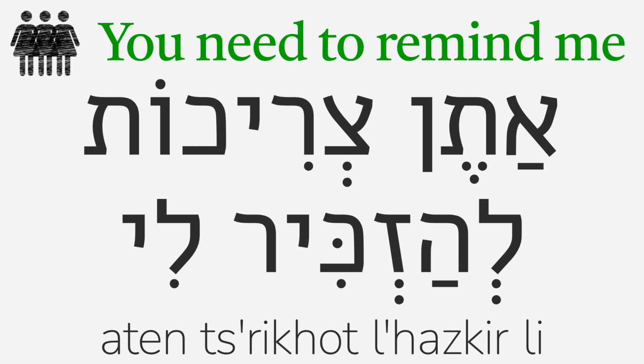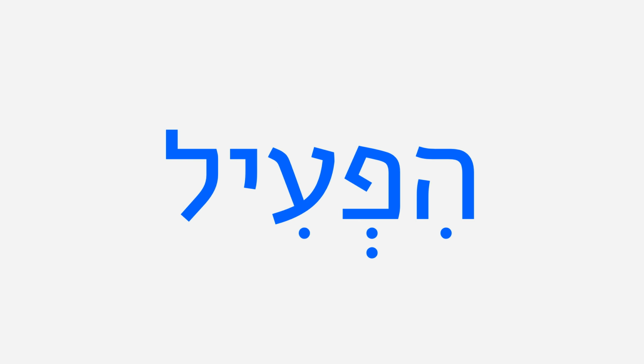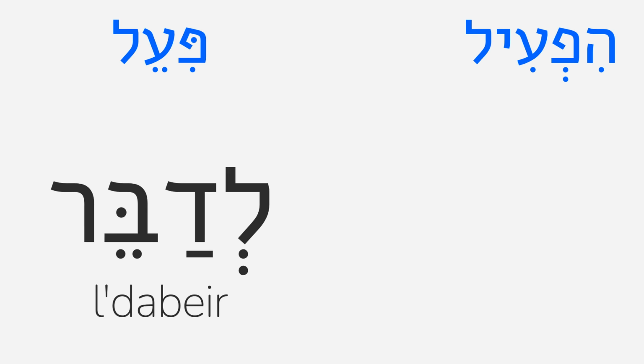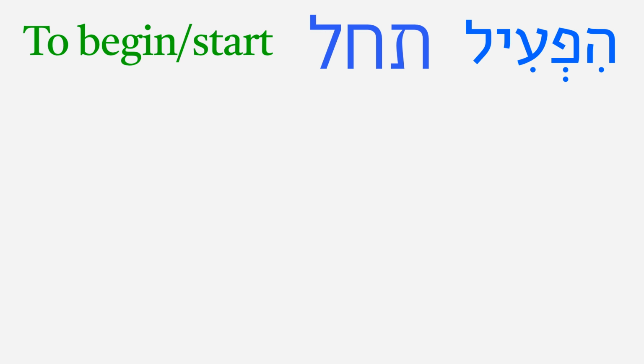Aten tzrichot lehaskir li. Not every hifil verb will have this kind of causative meaning. Some roots just make their verbs in this binyan, just the same as we've seen with some pi'el verbs like ledaber, to speak, which don't necessarily have an intense or causative nuance just because they're in the pi'el. An important root that's used in the hifil is tav, chet, lamed. In a hifil infinitive, this root means to begin or to start.